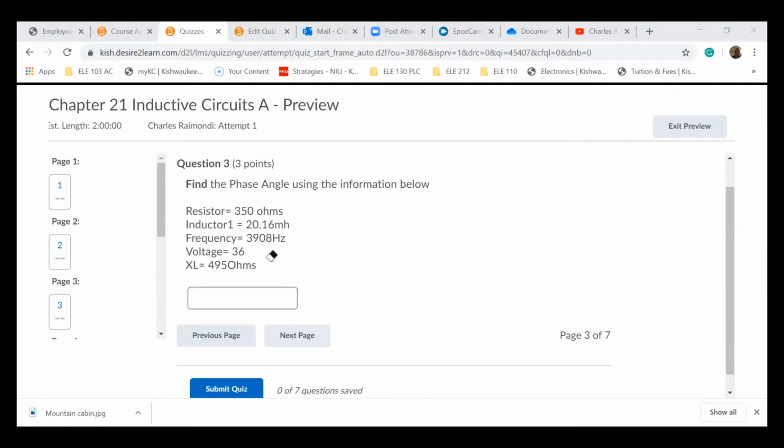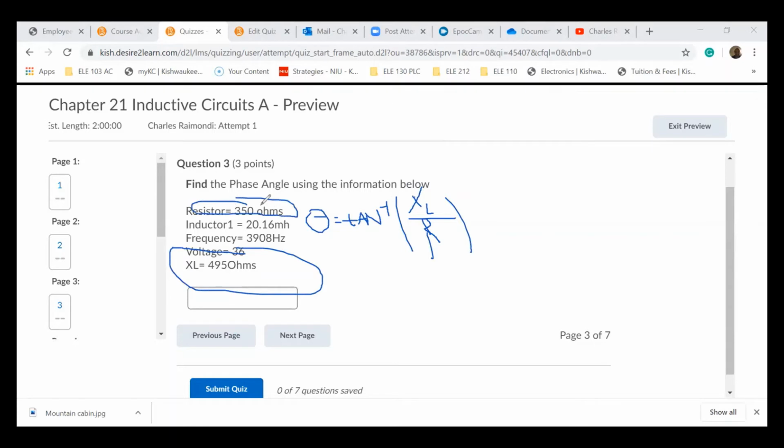Phase angle. All right, so for phase angle, we're going to take theta equal to the arc tangent. If I'm moving too fast, please let me know. In this case, we're going to take X of L over R. So we have the X of L and we have the R. I got 54.74.